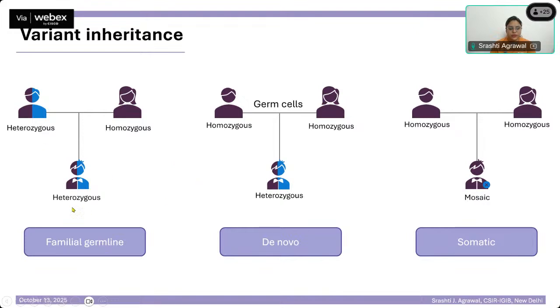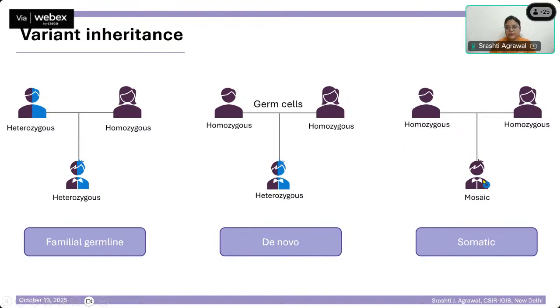If the progeny got that mutation from the father, and the father as well as the progeny had that mutation in all the cells of their body, this is called familial germline mutation. Then, if the mutation occurred in the germ cells, but the father did not have the mutation in all the cells of his body, then the progeny would have the mutation, but it would not be familial, and this would be called de novo mutation.